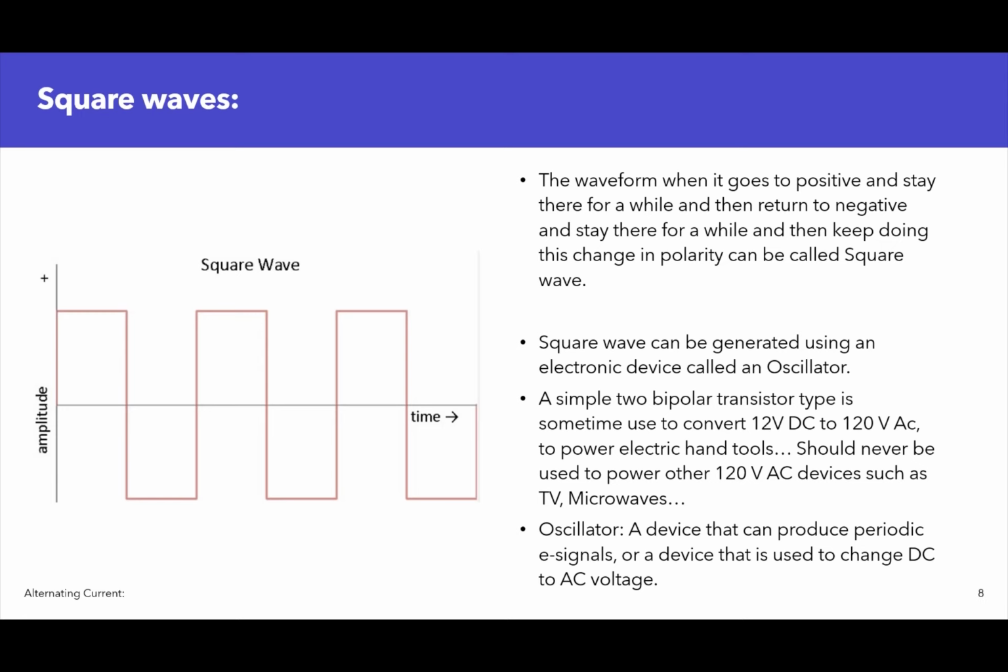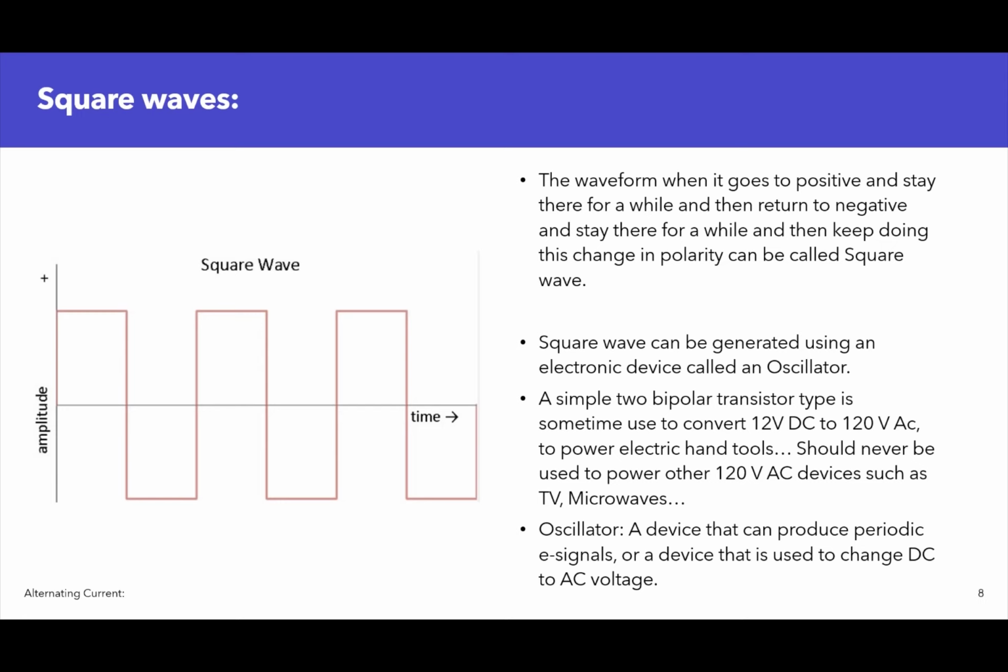Here, a simple two bipolar transistor type is sometimes used to convert 12-volt DC. We will talk about transistors maybe in the next few lectures. I can't say when, but we will be talking about transistors too. They sometimes convert 12-volt DC to 120-volt AC to power an electric hand tool. That transistor's job is to convert 12-volt DC to 120-volt AC, because the electric hand tool we use requires 120 volts.